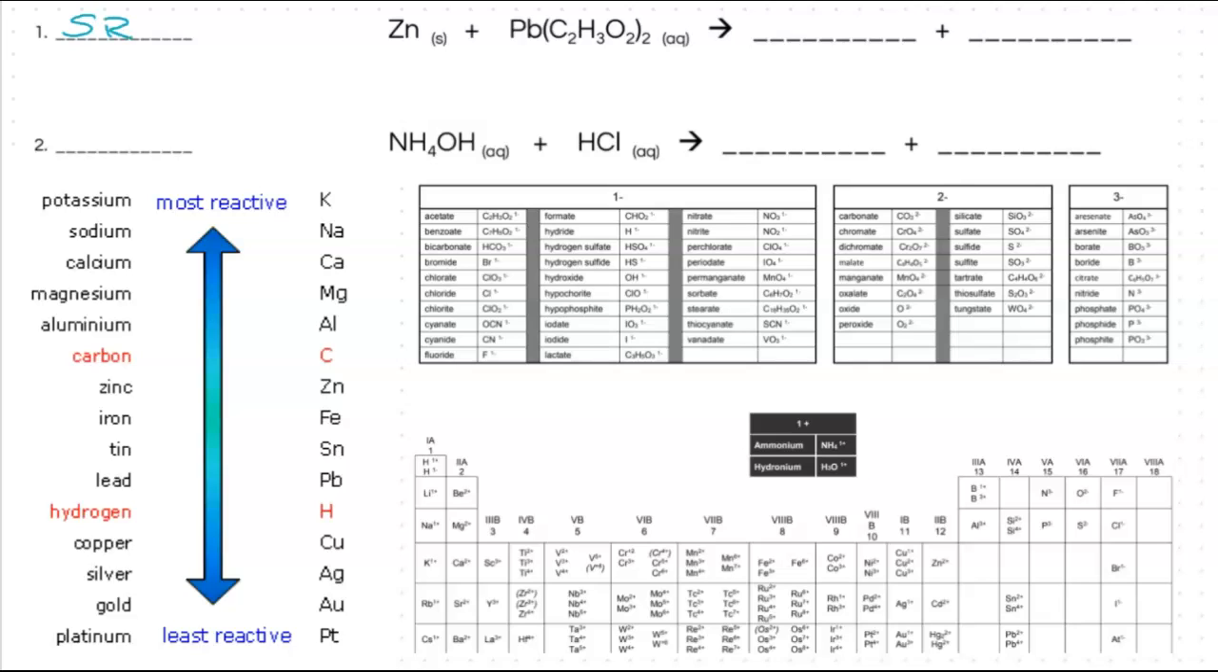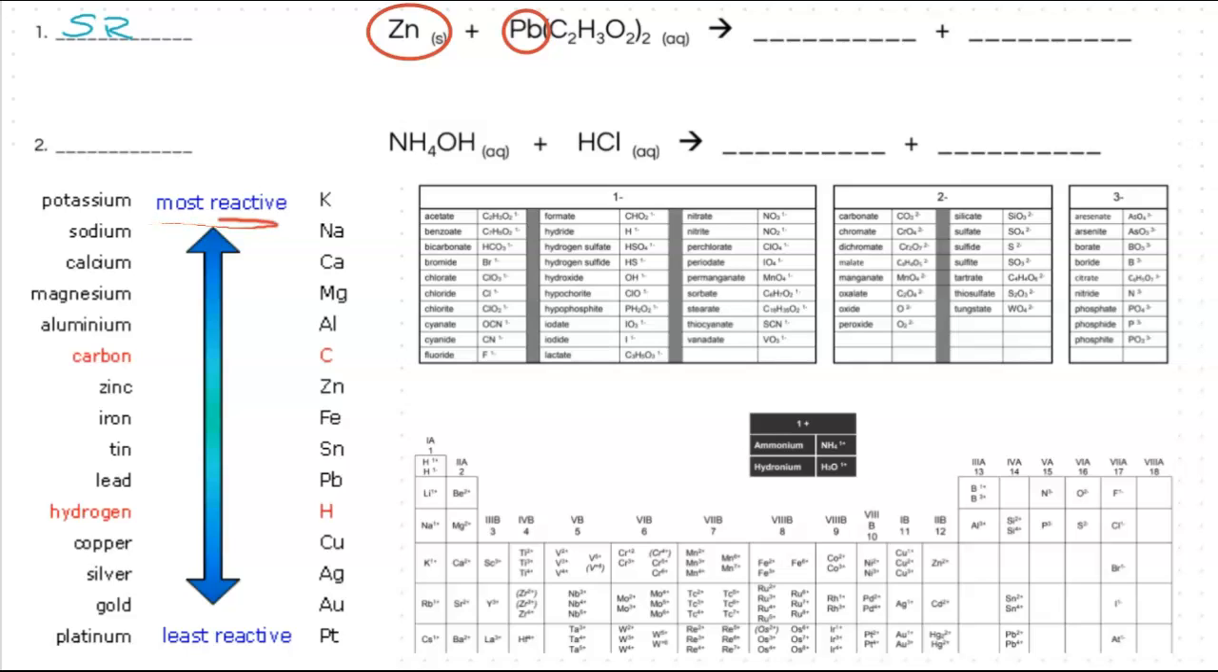When I have a single replacement reaction, I have to look at my element that is single or by itself, and determine if that element is a metal or a halogen. In this case zinc is a metal. Zinc is a metal and lead is a metal, so I'm comparing those two because the least reactive always ends up alone. So now I have to access my activity series of metals. That's what we have right here.